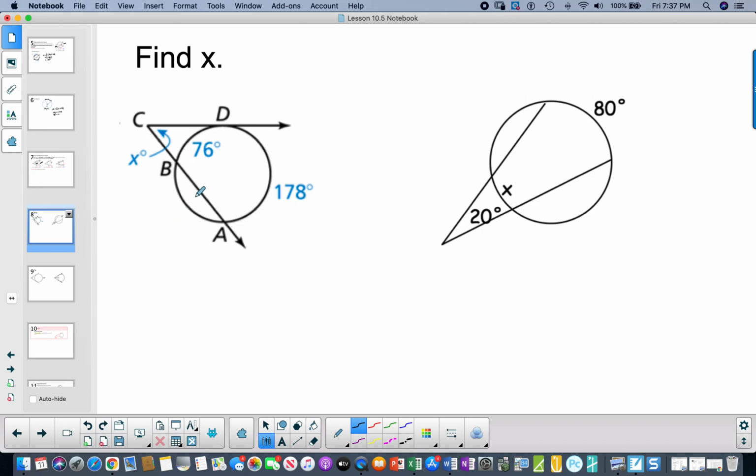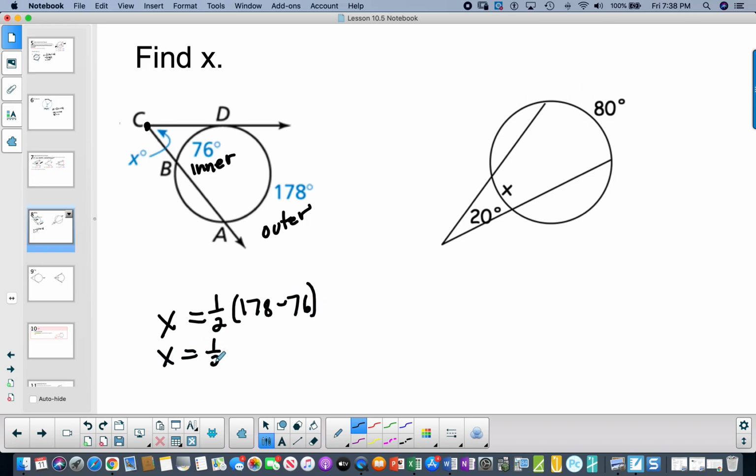All right, let's go ahead and do this problem. Notice this is an exterior angle. Notice it's formed by a tangent and a secant. We have an outer arc and we have an inner arc. So x will be equal to 1/2 of the outer arc, which is 178, take away 76. So x will be equal to 1/2 of 102, and then 1/2 of 102 will be 51 degrees. And that's how big that angle will be. Again, we have an exterior angle, we have an outer arc, and we have an inner arc.